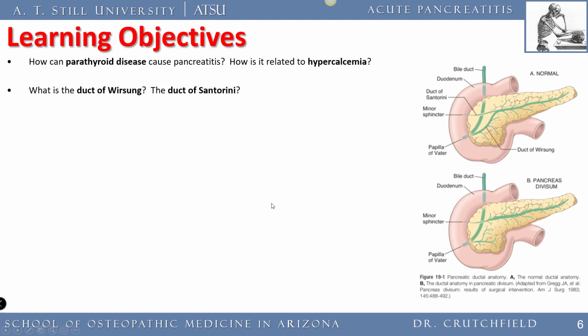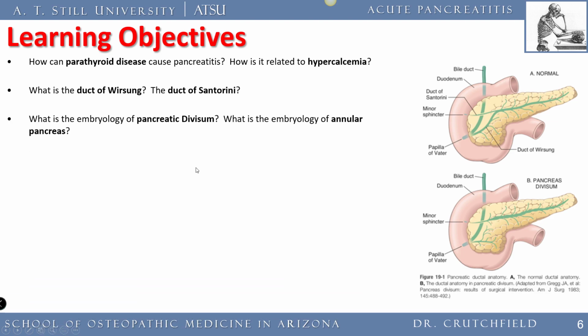What is the duct of Wirsung? Well, here's a picture of it. The duct of Wirsung is usually the main pancreatic duct, and the duct of Santorini is usually the minor pancreatic duct. But occasionally, they form into separate openings. So here's a case of pancreas divisum, where the minor duct, the Santorini, actually turned out to be the major duct. And then the duct of Wirsung, which should be the major duct, turned out to be the minor duct. So this is called pancreas divisum. Here is a normal pancreas and how it normally would look.